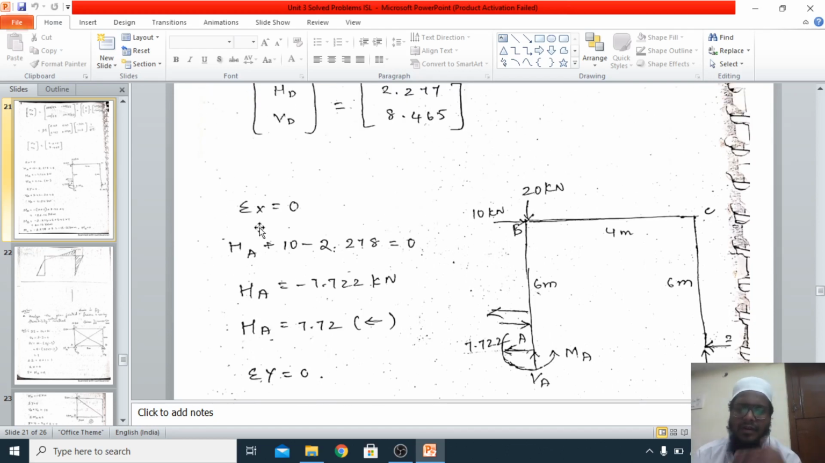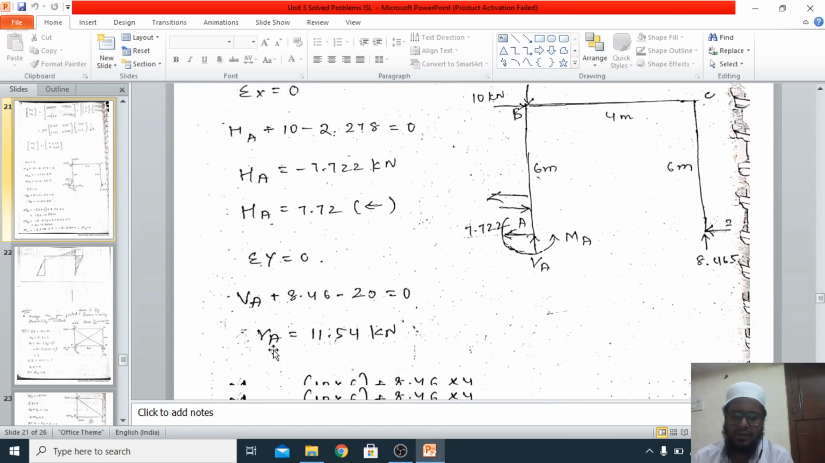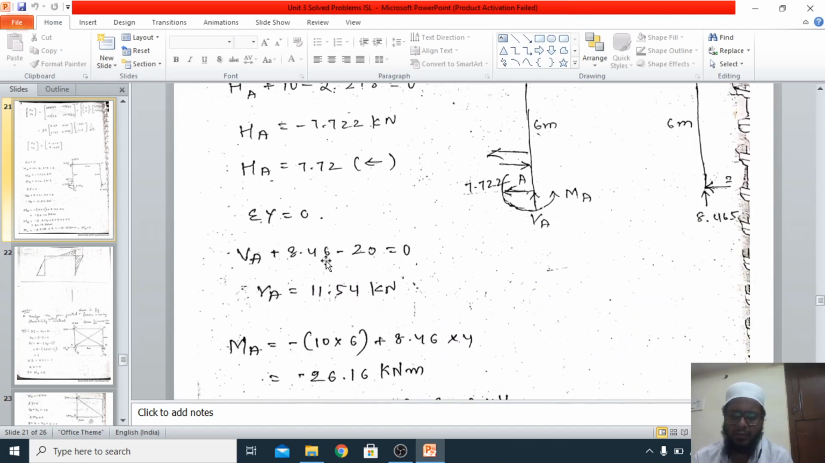So we'll calculate sigma x is equal to 0. We have HA plus 10 minus 2.278, so you'll get the value of HA as minus 7.722. That means my HA is actually going in the left side direction. We have assumed the right side, but actually it is going on the left side, that is 7.72 towards the left. Similarly, if you calculate sigma y is equal to 0, we have VA plus 8.46.